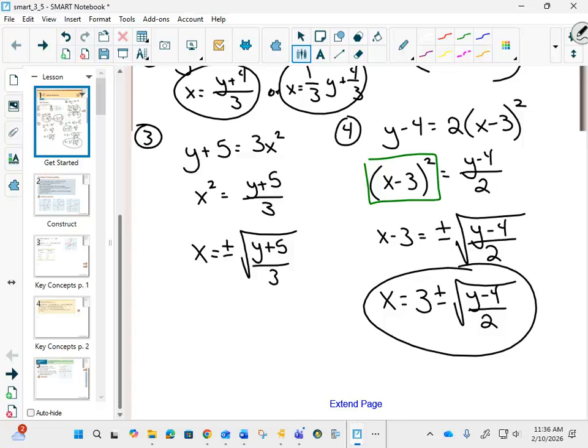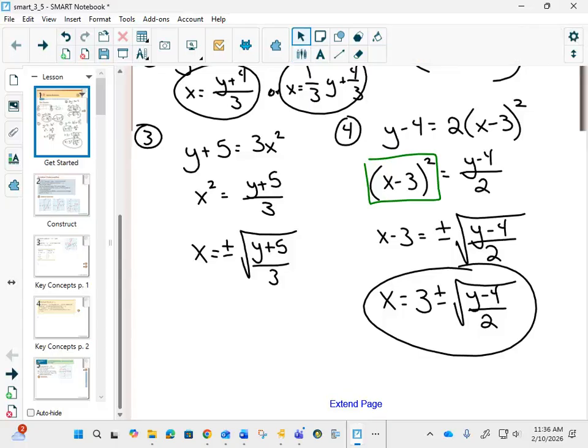Now there's more math we could do in some of these, like technically the square root of a fraction is the square root of the top over the square root of the bottom. And you learned in grade 11 you shouldn't have square roots on the bottom of fractions, so we have the ability to rationalize, but for right now, we'll just get the x by itself.